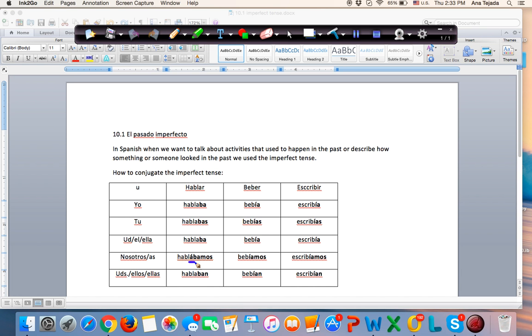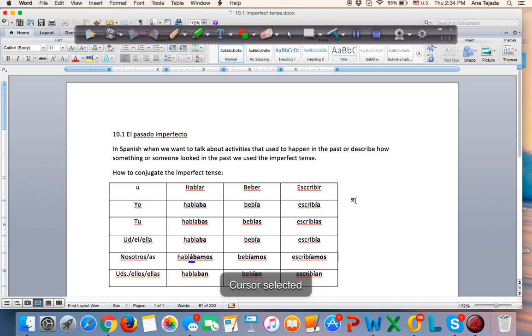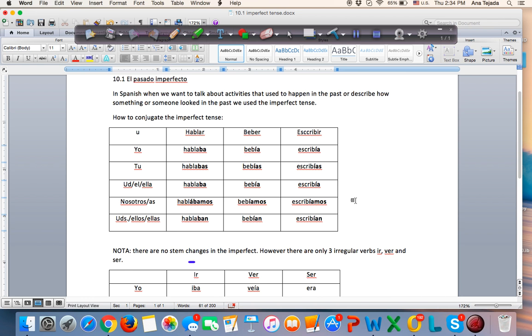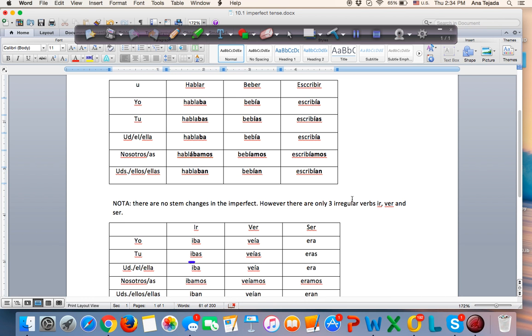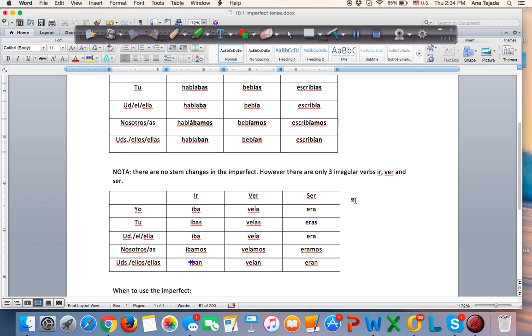So the imperfect tense, we use it to talk about activities that used to happen in the past or to describe how something or someone looked in the past. We use this. And in a minute, we're going to see how to use the imperfect tense more exactly.